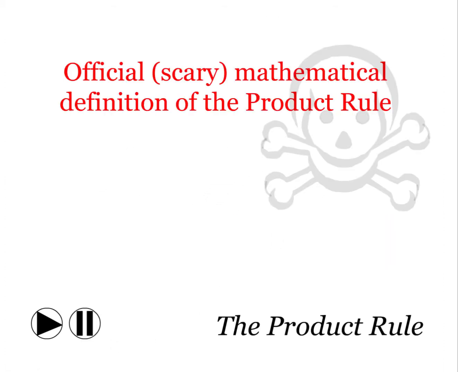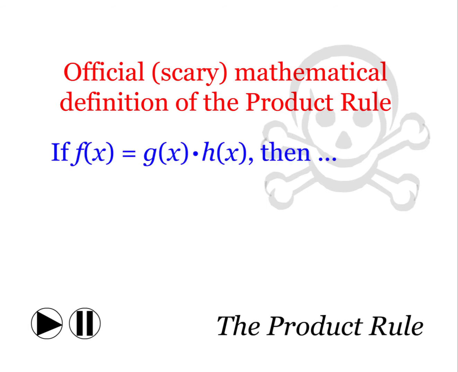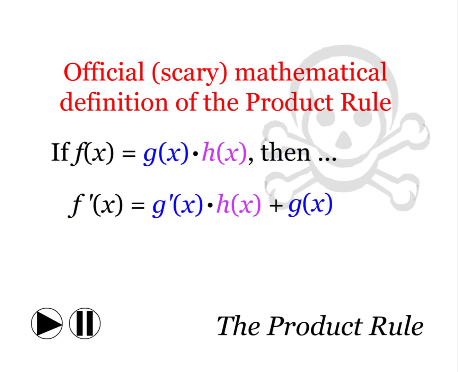Here's how math folks define the product rule. They say if f of x is equal to g of x times h of x, then f prime of x is equal to g prime of x times h of x plus g of x times h prime of x. This is what we've been saying all along.